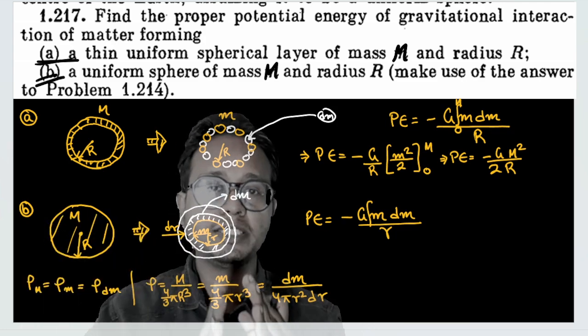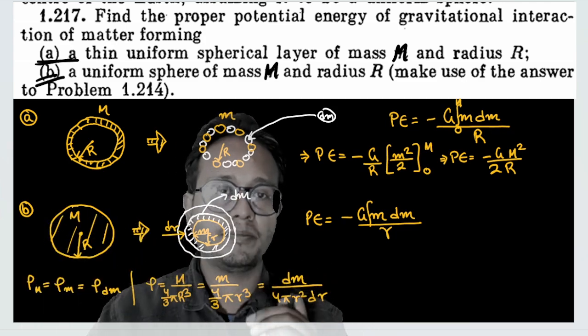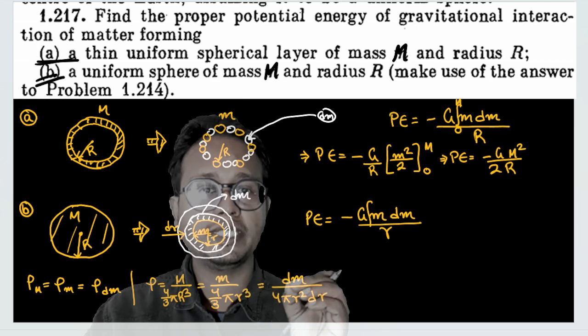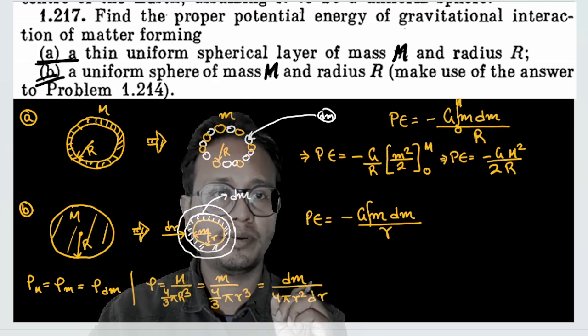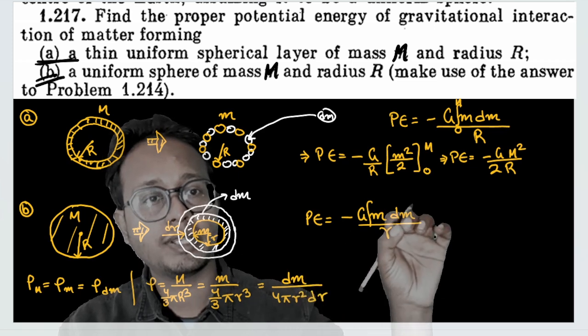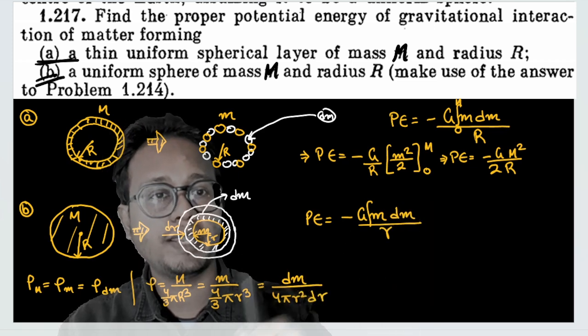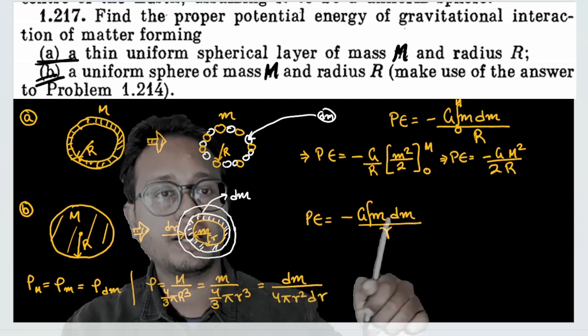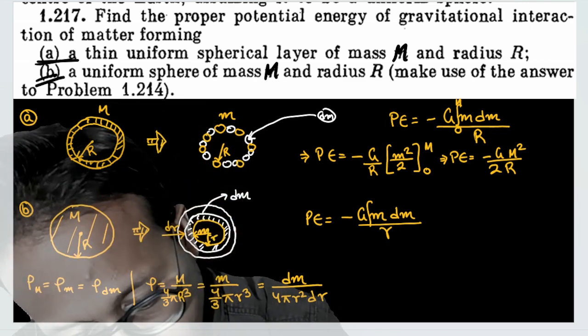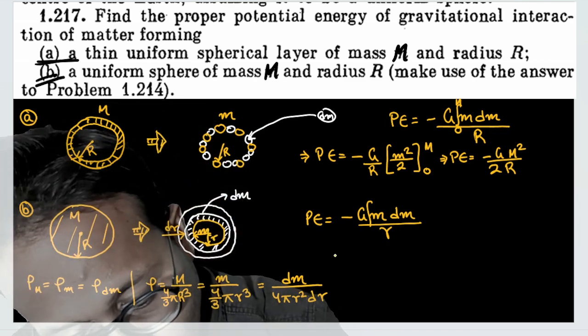Density of the planet is equal to density of the elemental body, which is equal to density of the shell. Mass divided by volume, dm divided by volume of the shell. I just have to substitute the value of m here and dm here. Understood? Fair and fine. Now see, from this equation I'll get that potential energy is equal to minus g.